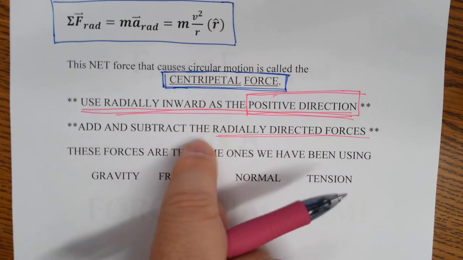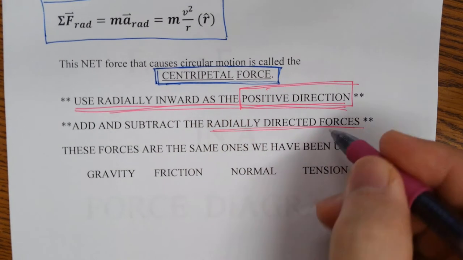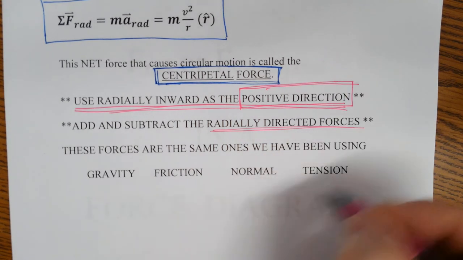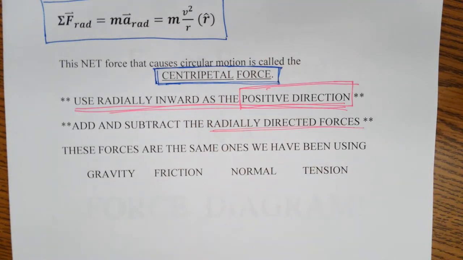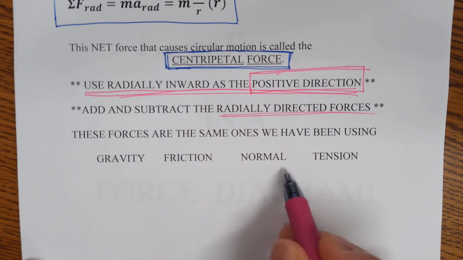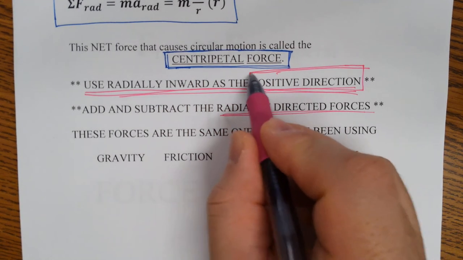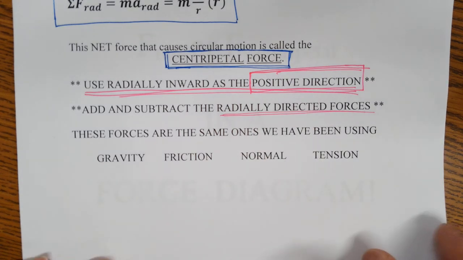This especially comes in handy when things are going in a circular motion vertically, like a Ferris wheel, a loop-the-loop, or a huge vertical loop with an airplane. These forces are the same ones we have been using, such as gravity, friction, normal, tension, etc. So it's very important to understand that F centripetal is in the positive direction, and that is our net force.